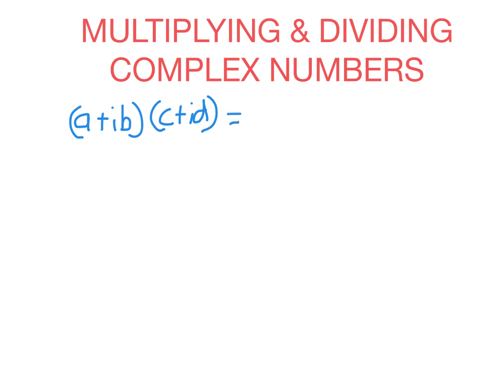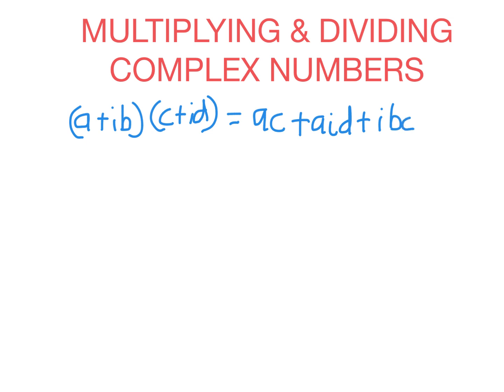Well, all we do is use expansion of brackets. We use FOIL. So remember when we're using FOIL, the idea is we have to multiply everything in the first bracket by everything in the second bracket. So I have to multiply A by C, and then I have to multiply A by iD. Similarly, I have to multiply iB by C.